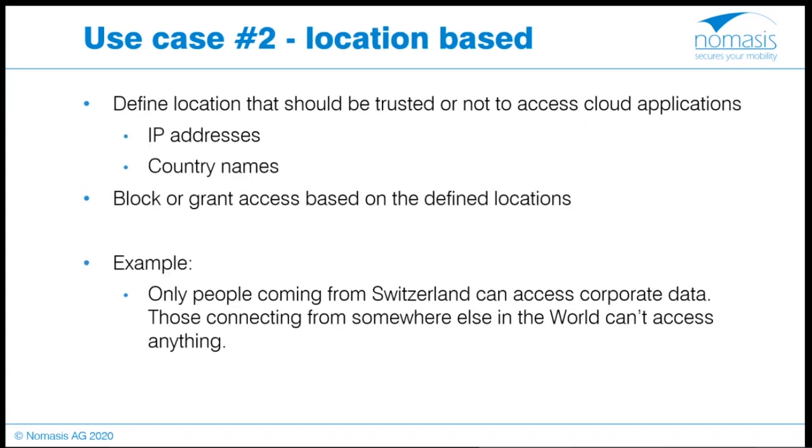So the second one is using the location signals that we discussed. One good example is that we could say everyone coming from Switzerland can access your data, and the rest of the world can't access anything. And you can also say only people coming from Switzerland can access corporate data, but if they come from the rest of the world, they have to use MFA. So again, you can use this location base to select the best way to protect the data.